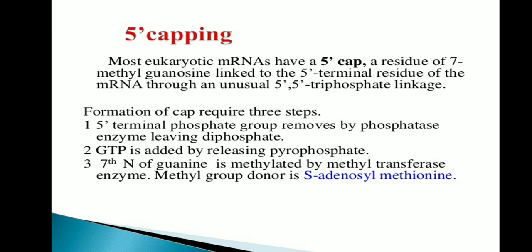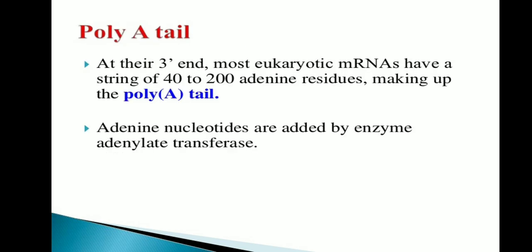So this is the first step of 5 prime capping, and at the second stage GTP is added by releasing the pyrophosphate. Okay, and at the third step, the seventh N of the guanine, where N means any nucleotide sequence, is methylated by the methyltransferase enzyme. So the methyl group donor is S-adenosyl methionine, which donates the methyl group. Then at the end the poly A tail will form at the 3 prime end.